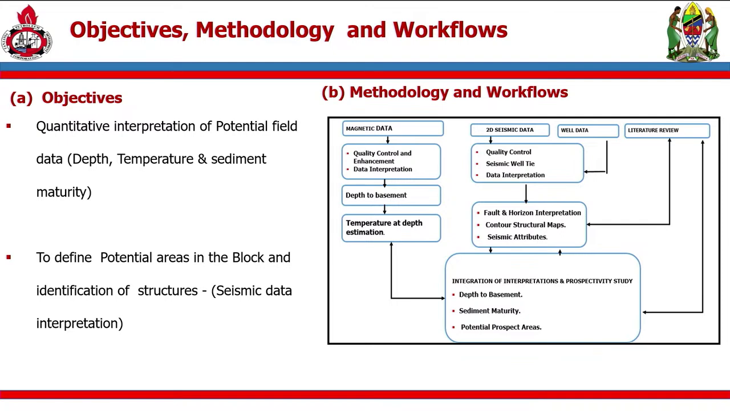Further on the seismic, I did some well tie to get the well information, and the well that I use here is about 10 kilometers from the block and is located in Songo-Songo gas field, and is the deepest well in the gas field, which is Songo-Songo 1. And then I did some fault interpretation, horizon interpretation, and I did some attributes from the seismic lines. And I integrate the two results from the potential field and seismic and comment on the hydrocarbon prospectivity.